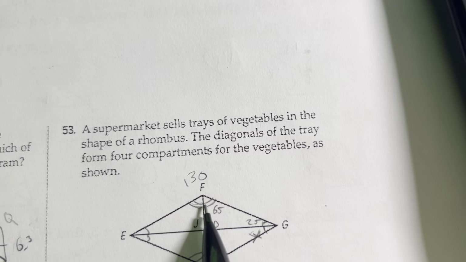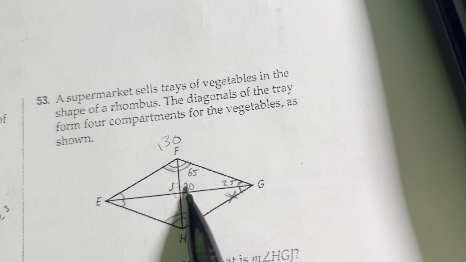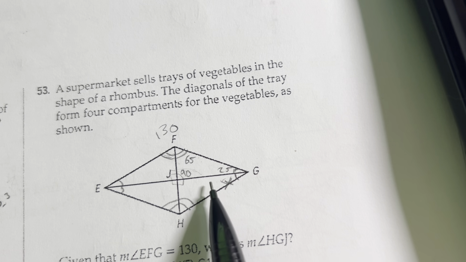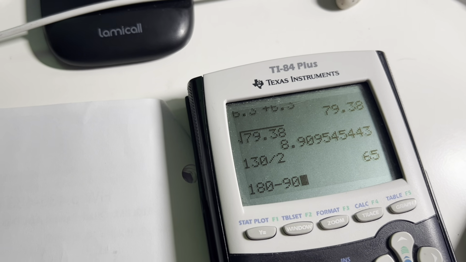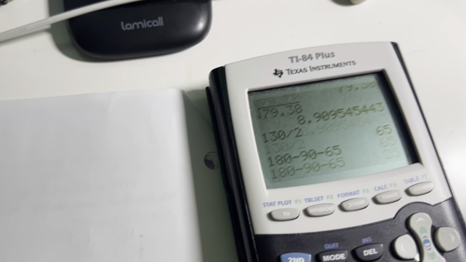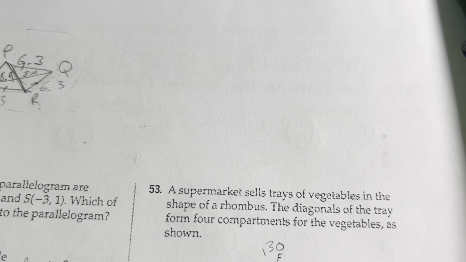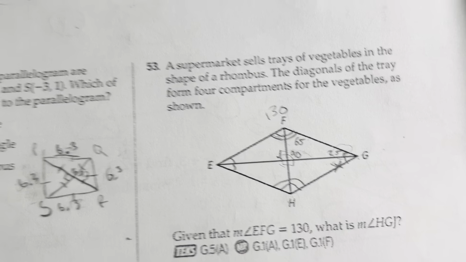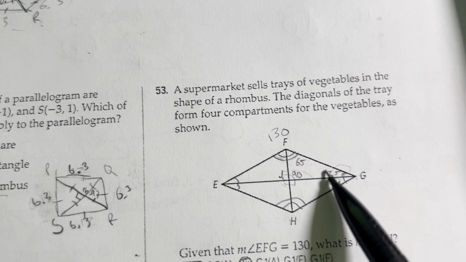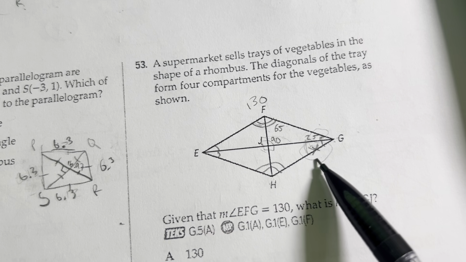So this little one over here is 65, and in a rhombus the diagonals meet at 90 degrees, so this angle will be 90 degrees right here. And so what I did was I went 180 subtract 90 and then subtract 65 to find the other angle, which is 25. And that is how I got my answer for HGJ, which is 25. But they're asking for this one right here. It's the same thing, 25. Next to this is also 25. So it would be D.